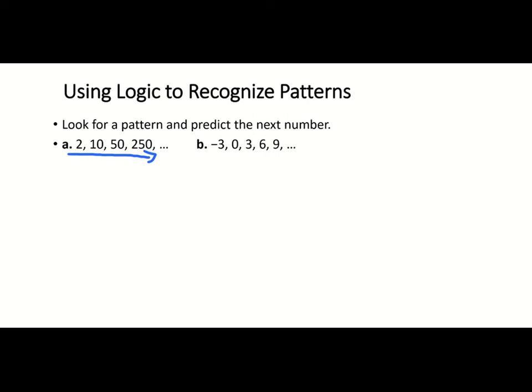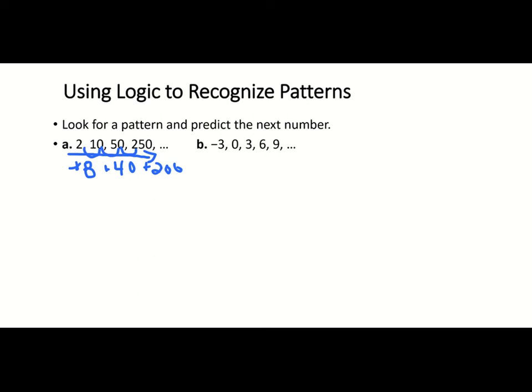So I always start with addition because it's the easiest and we tend to like addition the best. But if I go from 2 to 10, if I do addition, I'm going to add 8. Now, if I go from 10 to 50, I'm not adding 8, I'm adding 40. And then if I go from 50 to 250, I'm adding 200. So I really don't see too much of a pattern there with addition.